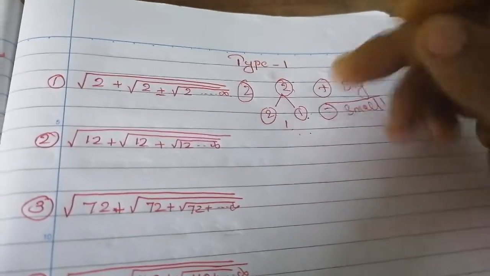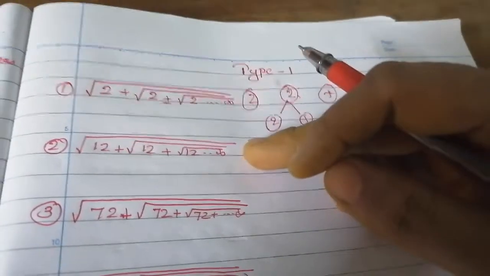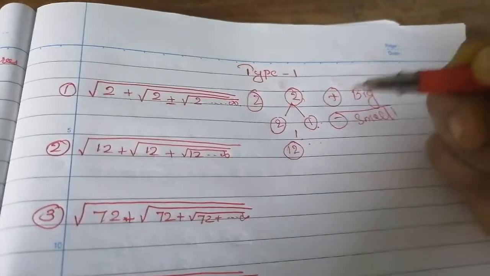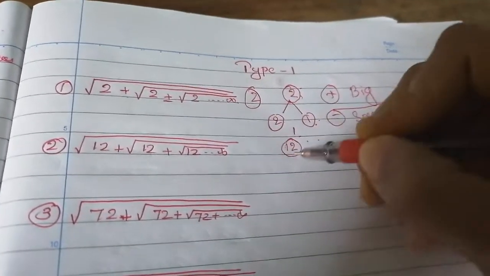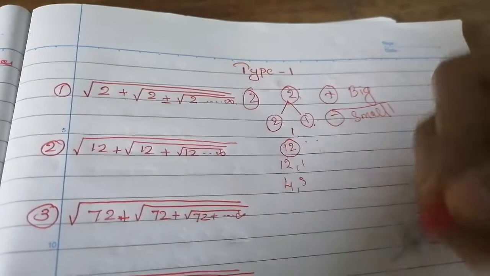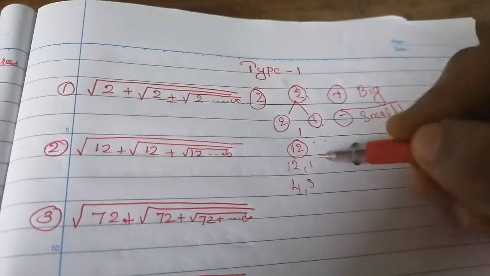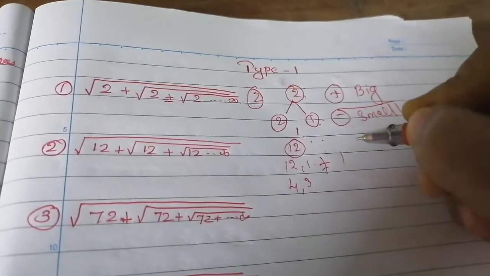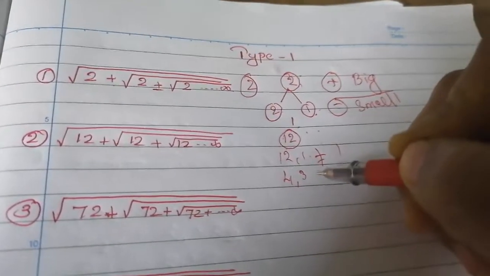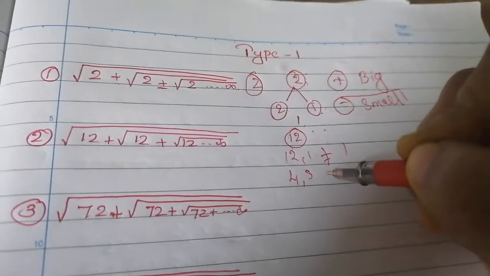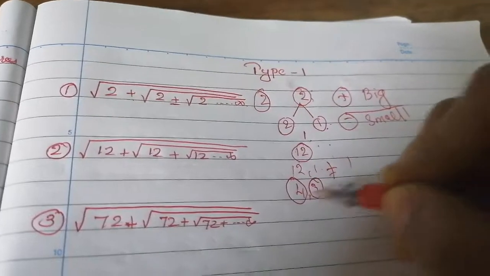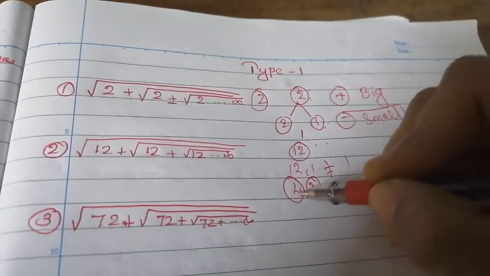Then you move to your second problem. If you don't get this problem, just move to the second problem and listen carefully. You check with 12, which is inside your square root. 12 ones are 12, 4 threes are 12. These are all multiples of 12, but 12 minus 1 is 11, which is not equal to 1. Next you check with 4 and 3. The difference between 4 and 3 is definitely 1. So you take 4 and 3.